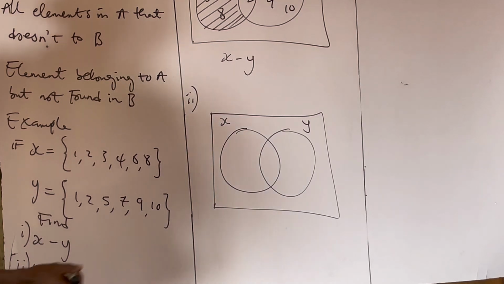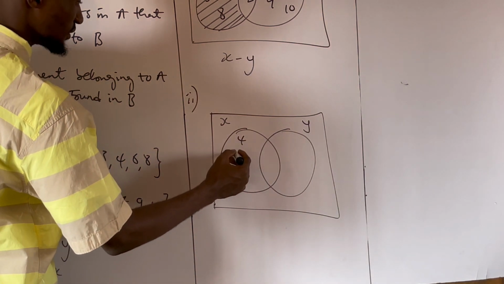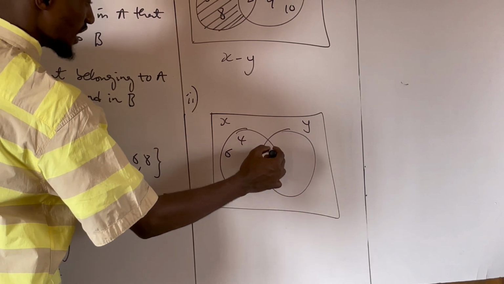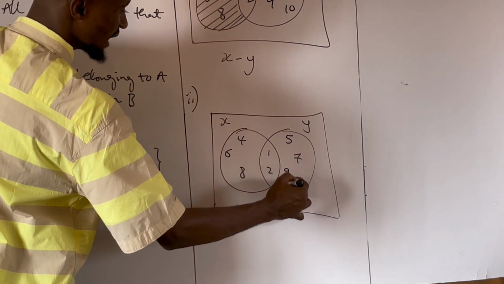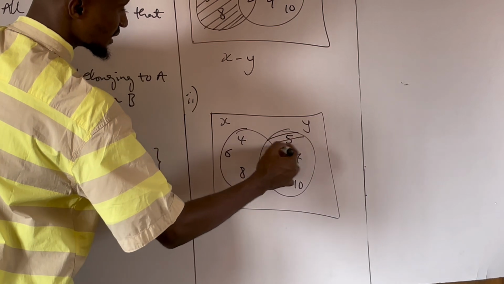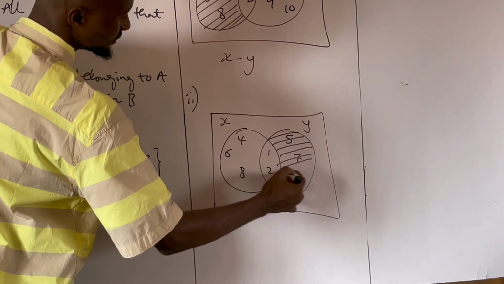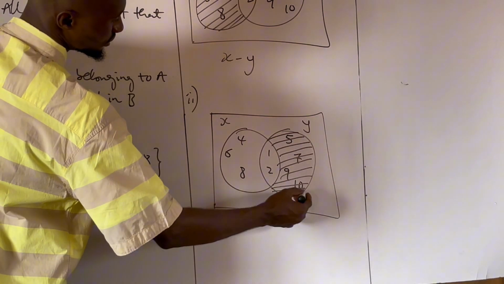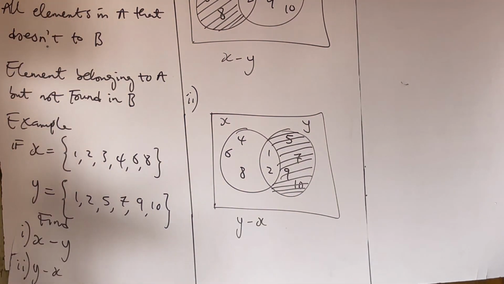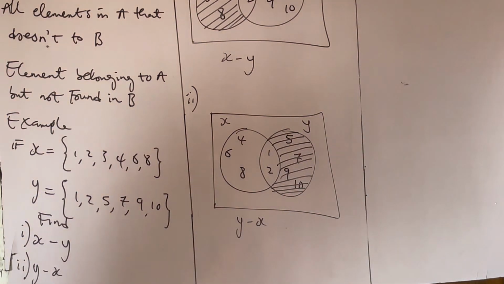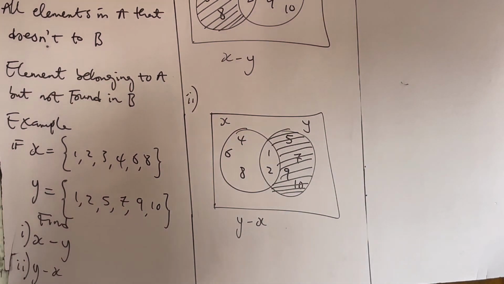Now, in X, we have 4, 6, 8. We have 1, 2 here. In Y, we have 5, 7, 9, 10. So this is the answer here. We're going to shade this one. So this is Y minus X. Hope you understood this. This is difference of sets.